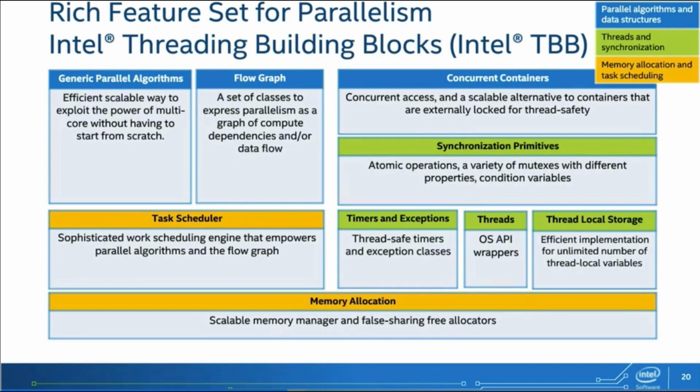Here is an example of the feature set for parallelism that you can call on. So there are generic parallel algorithms, and, as I said before, flow graph, a set of classes to express parallelism as a graph of compute dependencies. What would be useful to the most people are the synchronization primitives and different ways to allocate memory through what we call a scalable memory manager and false-sharing-free allocators.